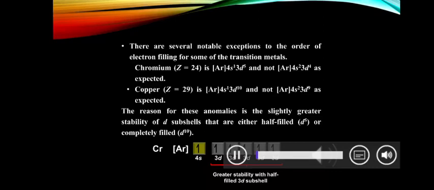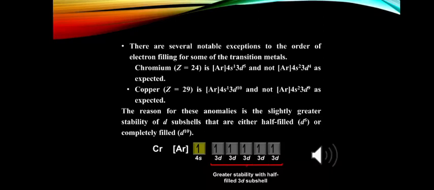So in this slide, there are several notable exceptions to the order of electron filling for some of the transition metals. Chromium, whose atomic number is 24, and copper, whose atomic number is 29. The electronic configuration of chromium is 4s1 3d5 rather than 4s2 and 3d4. Similarly for copper, its electronic configuration is 4s1 3d10 rather than 4s2 3d9.